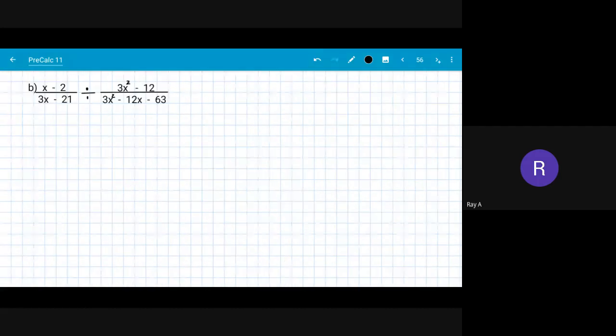Next one. X minus 2 over 3x minus 21 divided by 3x squared minus 12 over 3x squared minus 12x minus 3. Okay. So some of you might want to turn it into multiplication right away. So let's flip this over first before we even begin to factor. There's really so many ways to do this. It's really up to you.